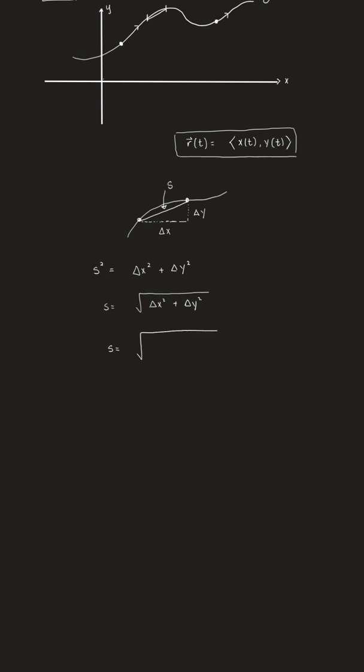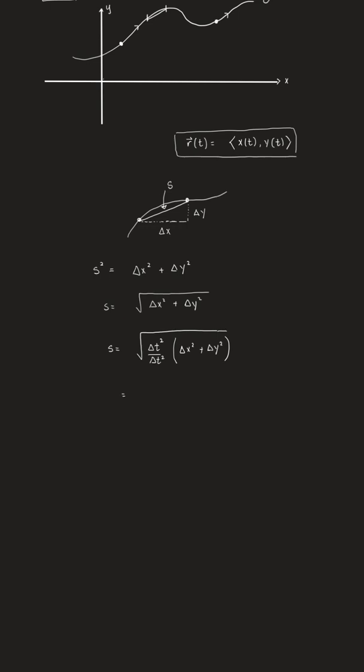I'm going to multiply by delta t squared over delta t squared. So I'm multiplying by 1, which means I'm not changing anything inside of the root. I would just like to see how the change in x, the horizontal change, is affected by a small change in t, and how a change in y is affected by a small change in t.